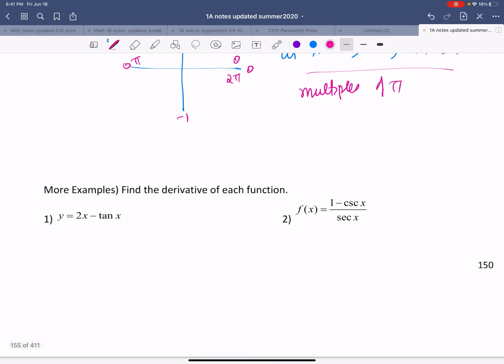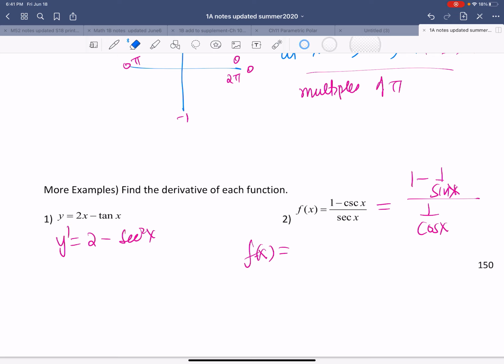Find the derivative of each function, 2x minus tangent x. That would be 2 minus secant square x. For the next one, we do need to use the quotient rule, but I'm going to make my life a little bit easier. I like to work with sines and cosines instead of cosecant and secant. 1 over cos x. I'll give myself more room. I'm going to clean it up.